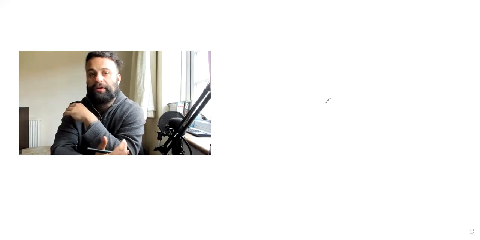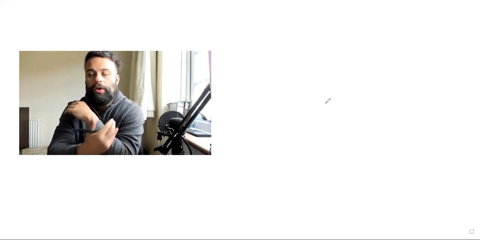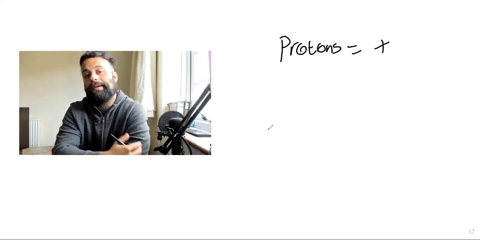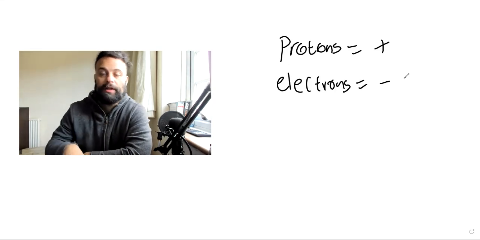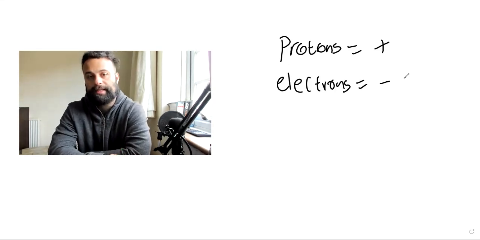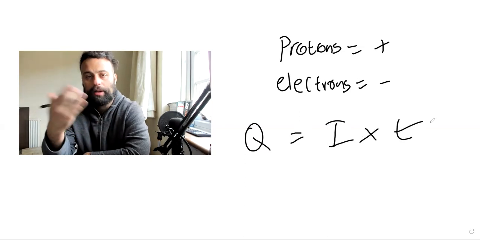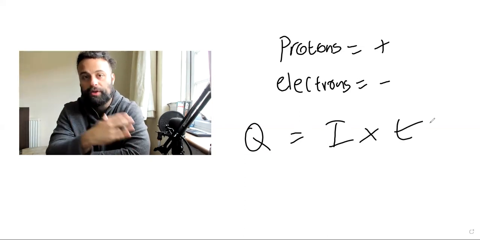So let's talk about something known as charge. Now, we know there's two types of charge. There's positive charge, which is carried by protons. And we know that there is a negative charge, which is carried by electrons. Now, there's a relationship between charge, current, and time, where charge, which is given by the letter Q, is equal to current times time. Now, I will do some calculations on this if it's part of your syllabus.